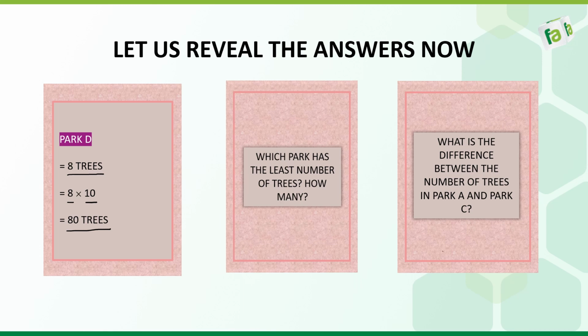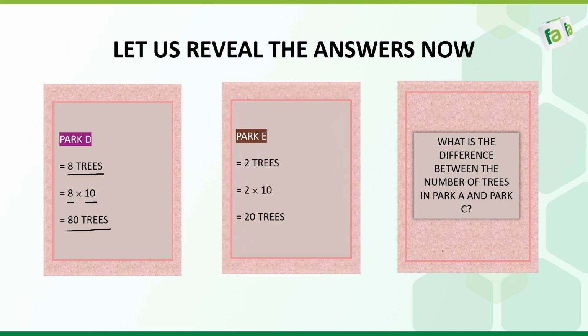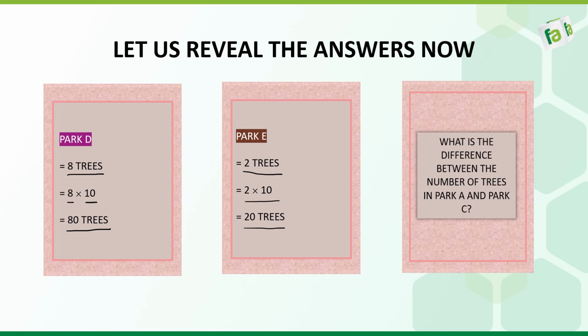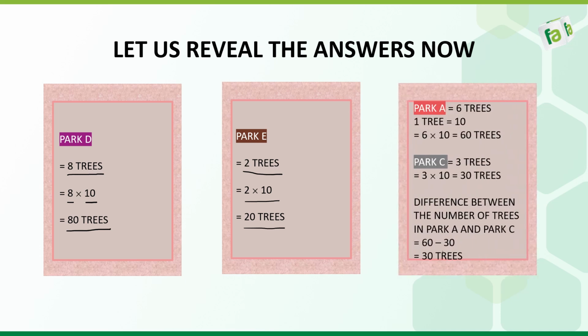Our second question is, which park has the least number of trees and how many? So the answer is Park E. Park E has 2 units of trees, which is equal to 2 multiplied by 10, which is equal to 20 trees. Our last question is, what is the difference between the number of trees in Park A and Park C? Number of trees in Park A is equal to 6.